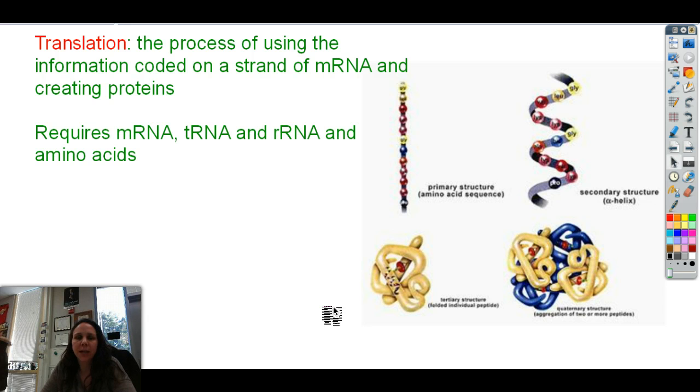So we've talked about DNA replication, turning DNA into more DNA. We talked about transcription, which is turning DNA into RNA. Now we're going to talk about translation, which is turning RNA into proteins.